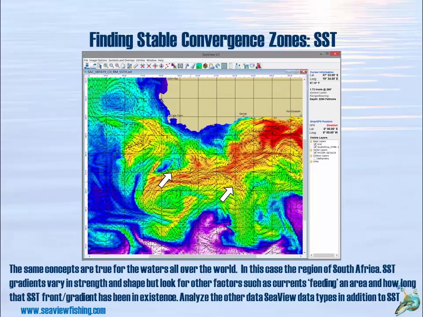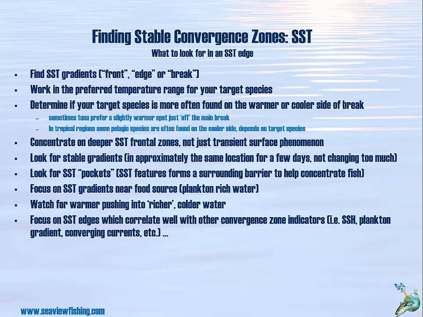So how do we find a stable convergence zone that has bait that will attract our target species? First, look for sea surface temperature edges in the SeaView imagery. If you are in a more tropical region, perhaps a strong gradient is only a few tenths of a degree. Look on the warmer side of the sea surface temperature edge, where the temperature is in that range presently preferred by your target fish species. Sometimes your target species may prefer the cooler side of the break, and in some regions, your target species may prefer to be in slightly warmer water or just a short distance away from the actual sea surface temperature edge.